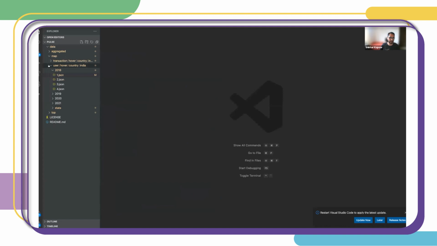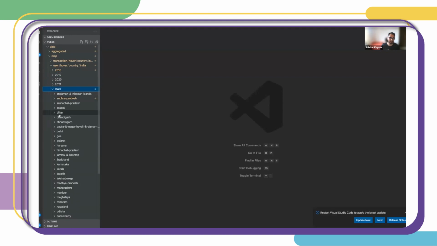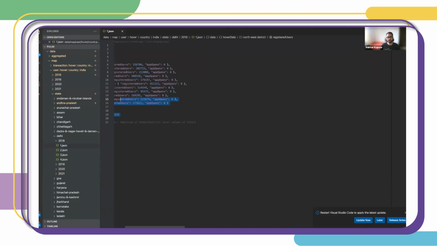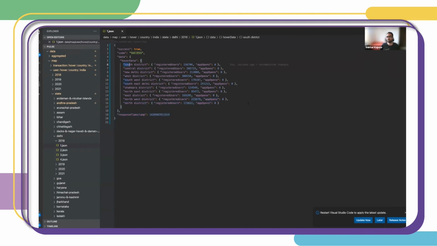Again, as I mentioned, every data is inside the geography cut. You see data by states and by districts for each state. What that means is if I go inside the state, you can go inside any state. For instance, in 2018 in Delhi, you see data for all the districts in Delhi. This is present for every state.